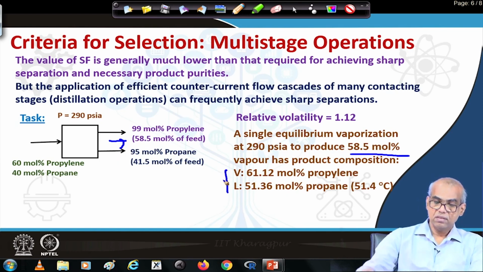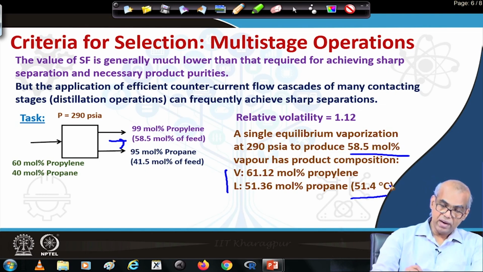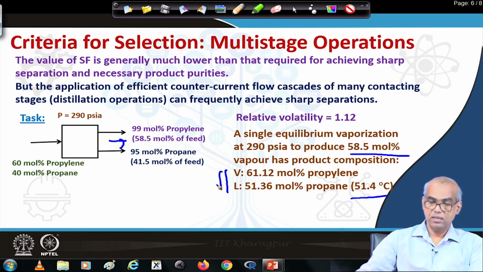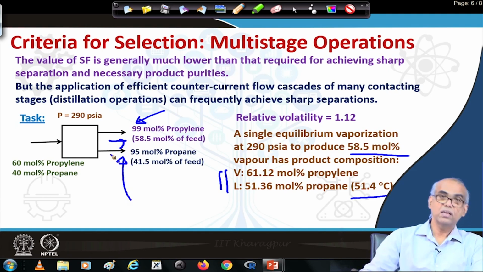In the vapor phase, you will have 61.12 mole percent propylene, and in the liquid phase you have 51.36 mole percent propane at 51.4 degrees Celsius. Note that the product that we obtain using a single equilibrium vaporization is much less than the separation task that was specified, which is 99 mole percent propylene and 95 mole percent propane.